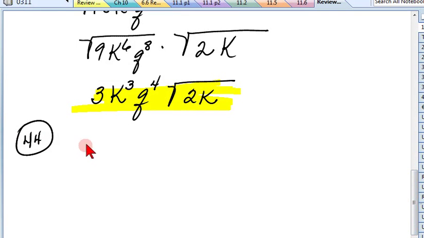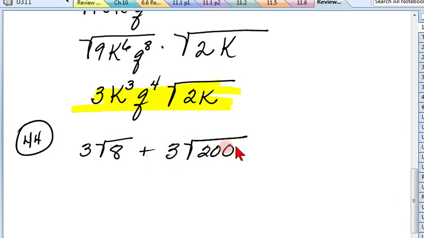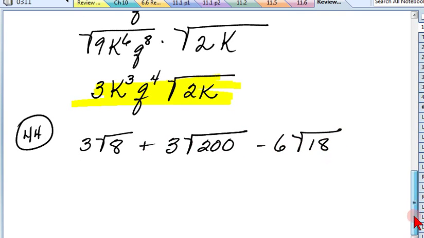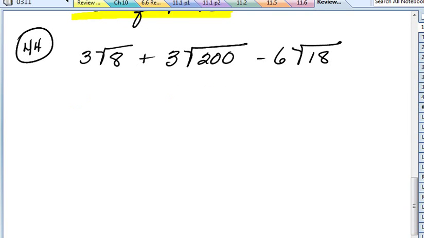It says to add or subtract, and we have 3 times the square root of 8 plus 3 times the square root of 200 minus 6 times the square root of 18. What I'm going to have to do is simplify each one of these, hoping that maybe I get some like radicals. No guarantees. So I'm going to do each one of them.